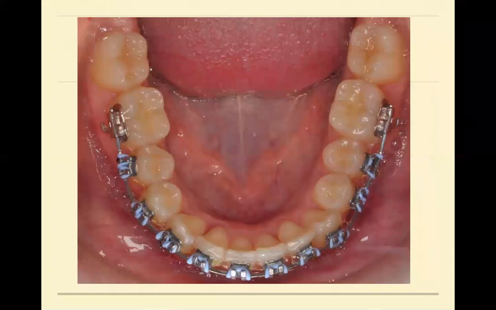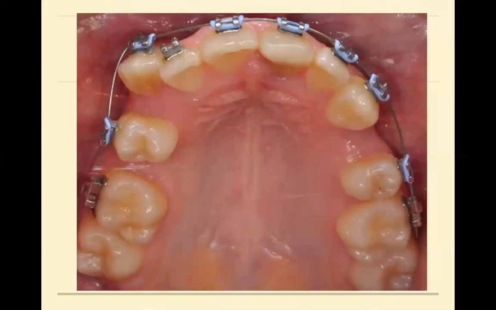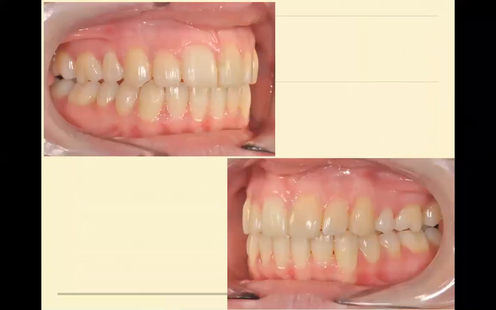In the lower arch, we don't need to do any extraction. The canine now has enough space, and that's how she finished in class 1 molars, class 2 canines, because we did the extraction, with the midlines coincident.